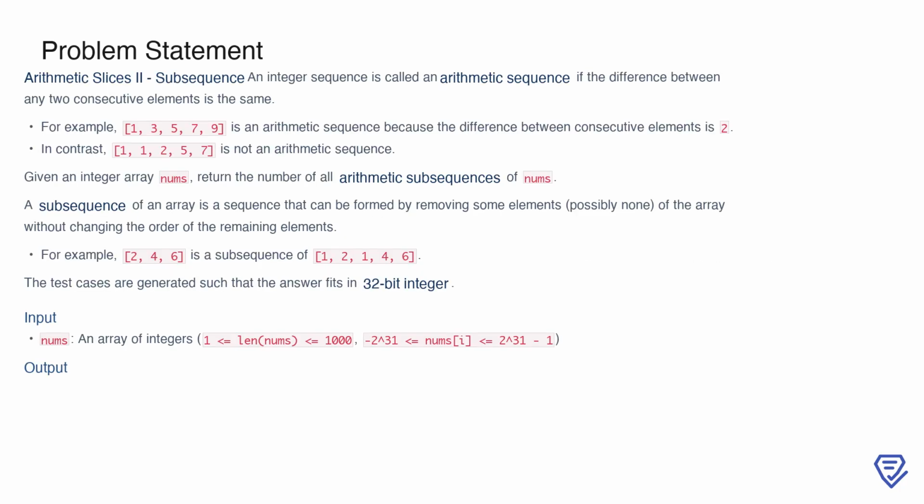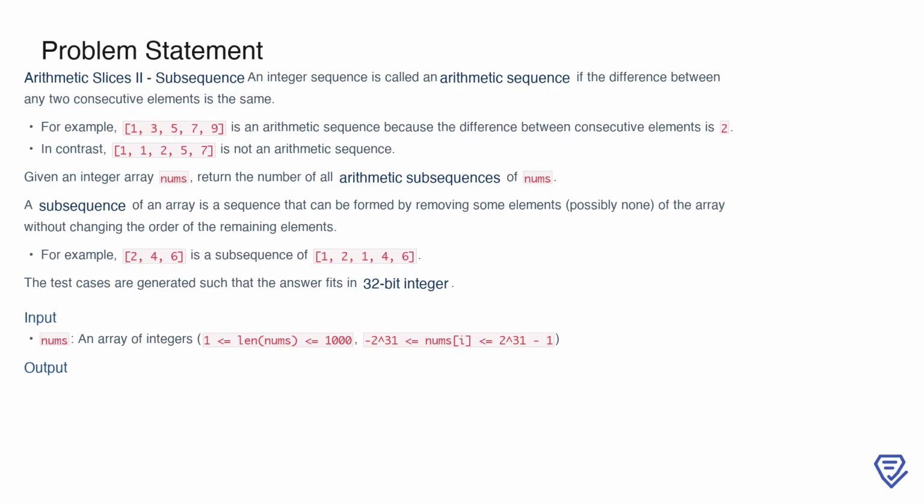The problem we're solving is called Arithmetic Slices II - Subsequence. To understand it, let's first define what an arithmetic sequence is. An integer sequence is called arithmetic if the difference between any two consecutive elements remains constant. For example, the sequence 1, 3, 5, 7, 9 is arithmetic because each consecutive difference is 2. On the other hand, 1, 1, 2, 5, 7 is not arithmetic since the differences vary.